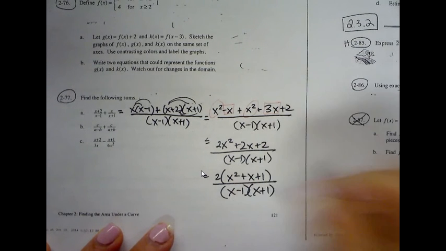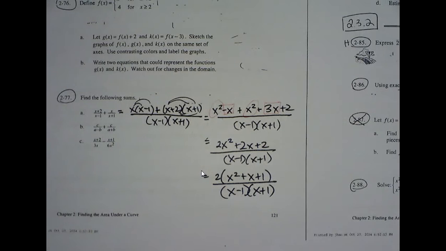Now I have a feeling that we're not going to be able to factor this, but let's just make sure. What two numbers multiply to 1 but add to 1? 1 plus 1 equals 2 though. So it's not possible. So that's my final answer.